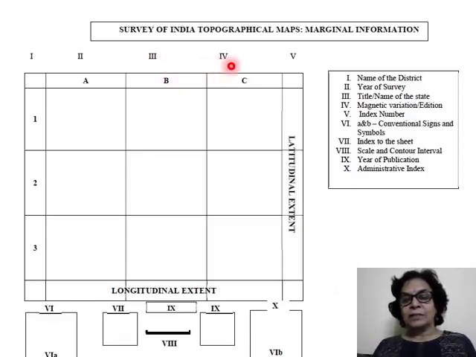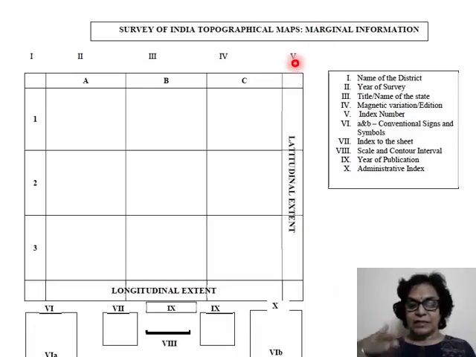The fourth is the magnetic variation from true north. There are different types of north: magnetic north, true north, and grid north. In this, the information about the variation of magnetic north and true north is represented. The fifth is the position of the index number, which is a convenient place. If there is a big stack of topo sheets, you can easily pick out this corner for finding out the topo sheet which you require.